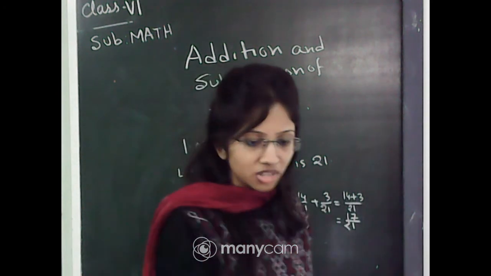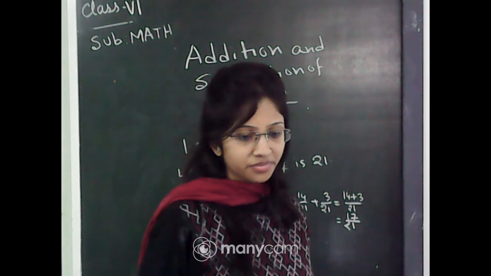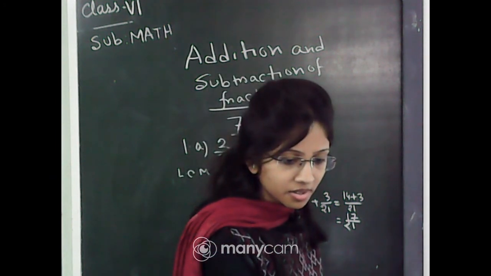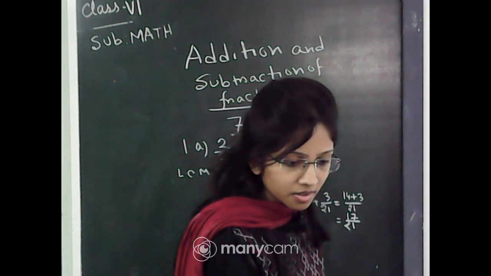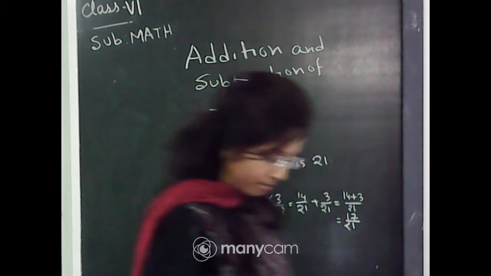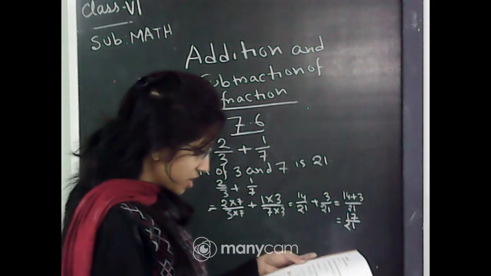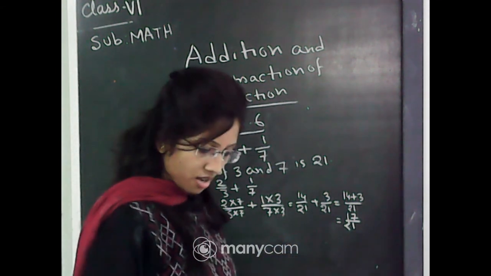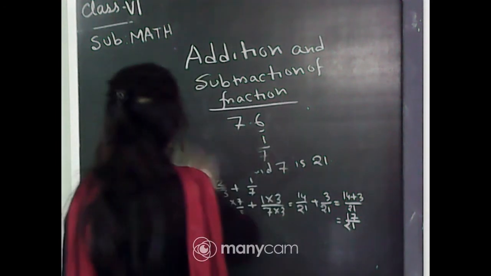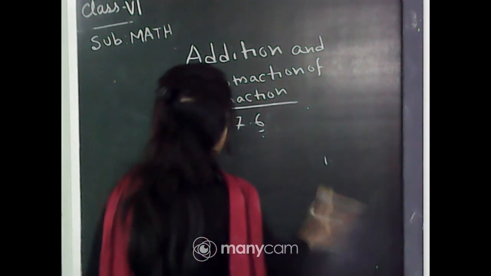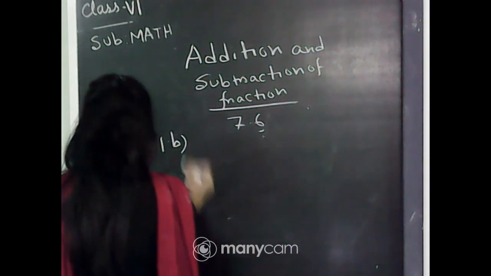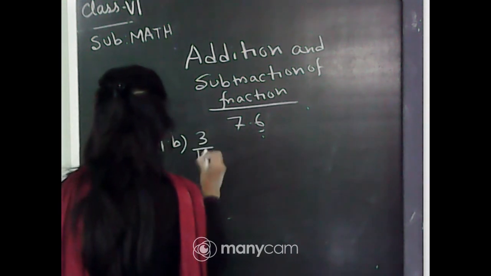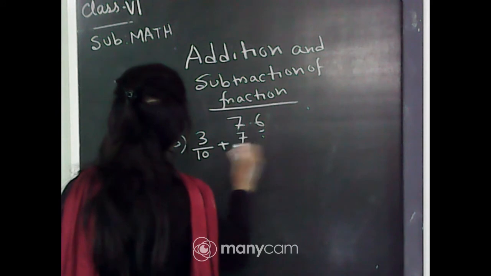Okay. Up to this portion, any problem, students? Okay, very good. Next question B. 1B. Three by 10 plus 7 by 15.